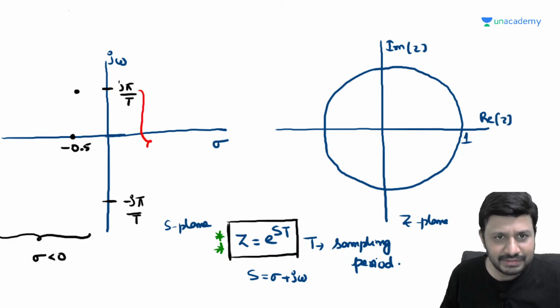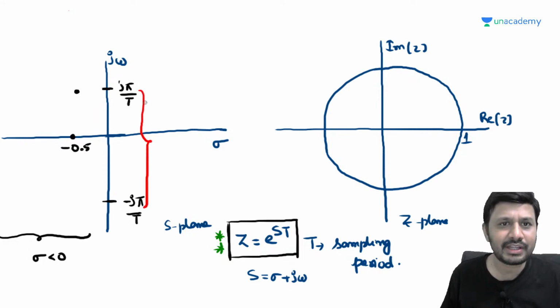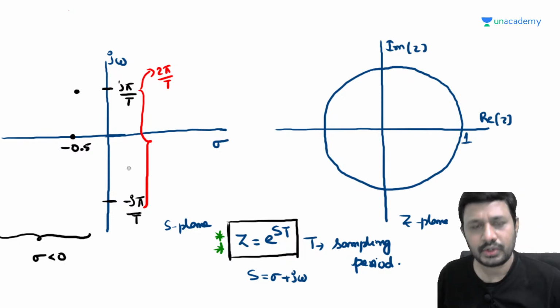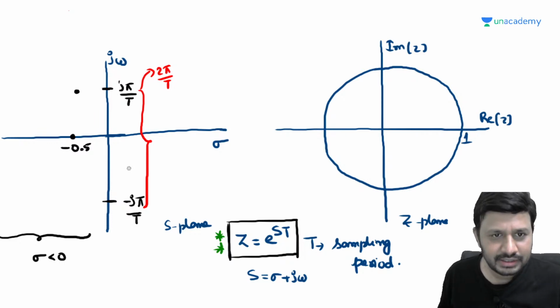What is the width of this strip? If I call this a strip, what is the width? Width is 2 pi by T. Minus j pi by T to j pi by T, what is the strip? What is the variation in omega? 2 pi by T. Observe here.